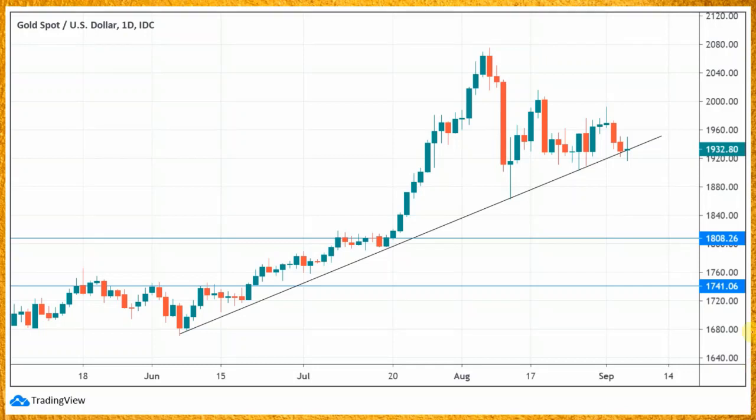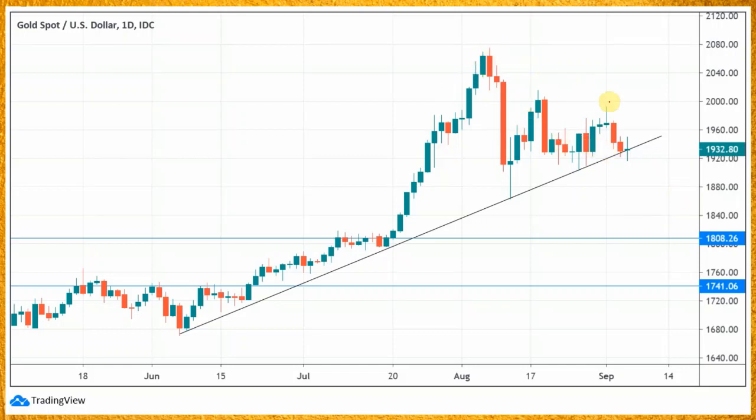Next up, the market update. Let's start by looking at gold priced in US dollars on the daily scale.